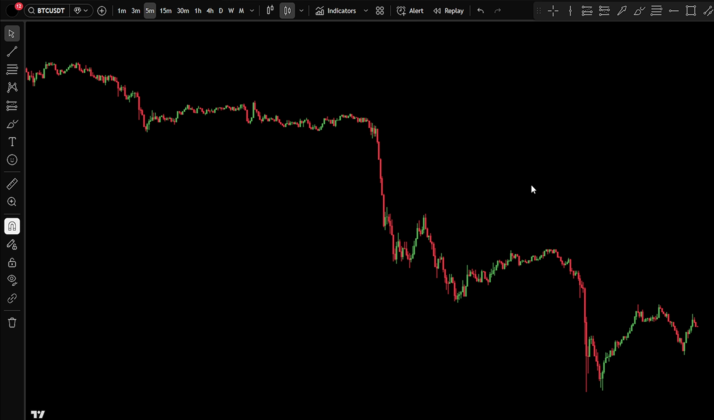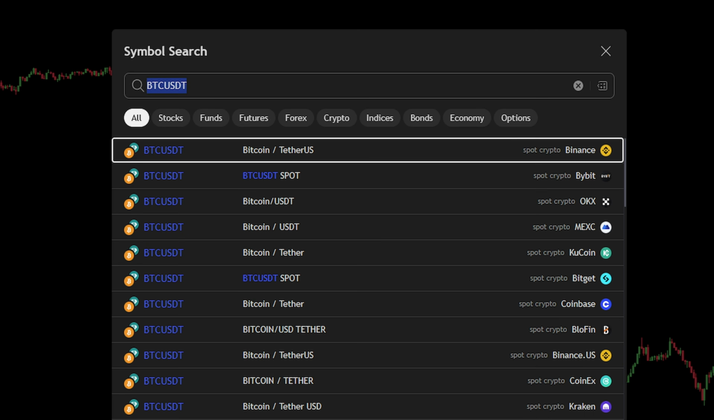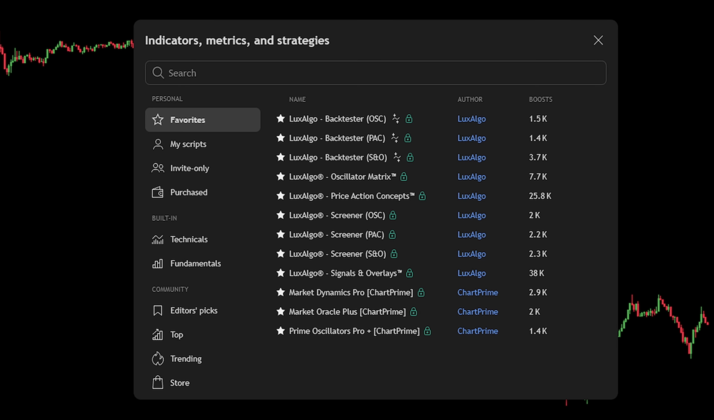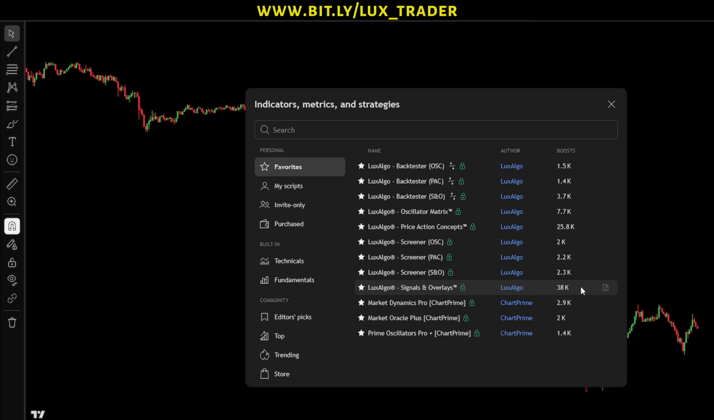To understand how this works, let's start with a completely clean chart. This strategy can be applied to many assets and time frames, but for this example, we will use Bitcoin against USDT on a 5 minutes time frame. Now let's add the only indicator we need for this setup. Go to the Indicators tab and search for LuxAlgo signals and overlays. This is one of the most used premium indicators on TradingView. It has more than 38,000 boosts, which already tells us how widely it is tested.